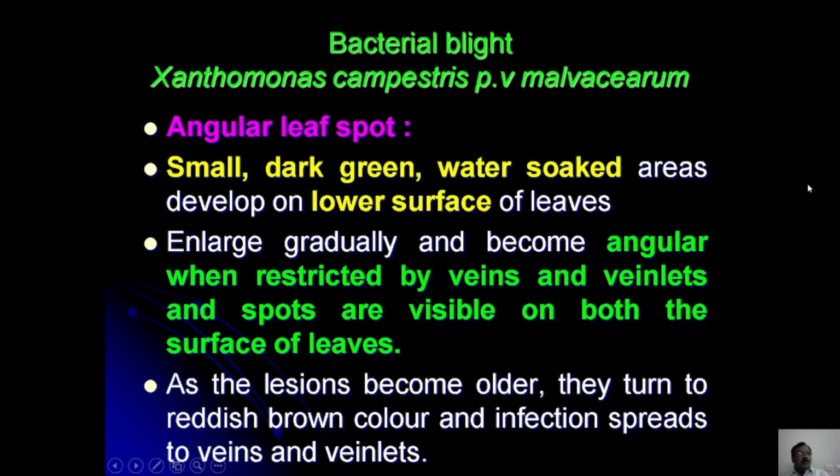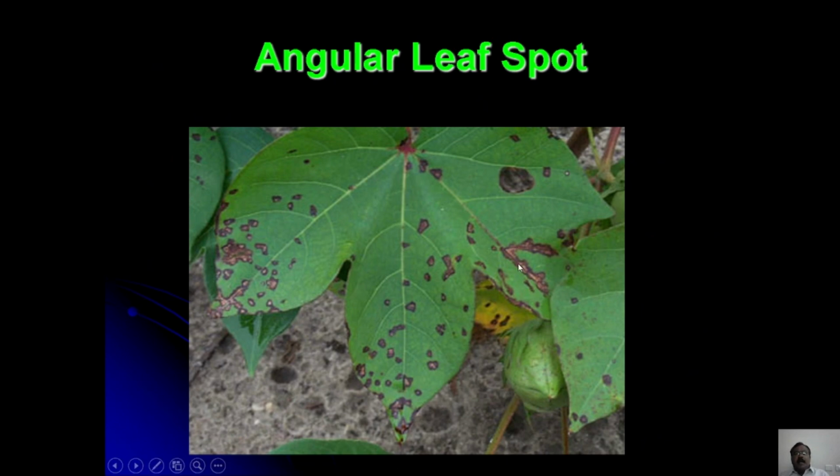And then in some of the grown up plants it produces angular leaf spot, where the pathogen produces small dark green water soaked areas on the lower surface of the leaf, which gradually enlarge and become angular in nature. The spot development or enlargement is restricted by the veins and veinlets, and the spots are visible on both surfaces of the leaves. Since it is restricted by the veins and veinlets, or angle in nature, it is called angular leaf spot. As the lesions become older, they turn reddish brown in color, and then spread to the veins and veinlets, leading to development of vein blight. And this is the typical angular leaf spot produced by the bacteria on the leaves.